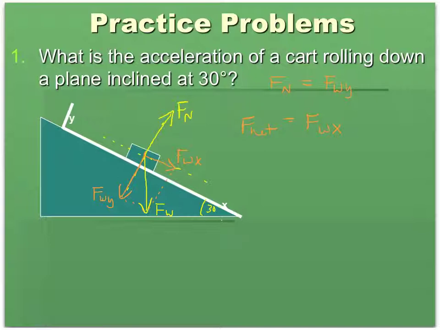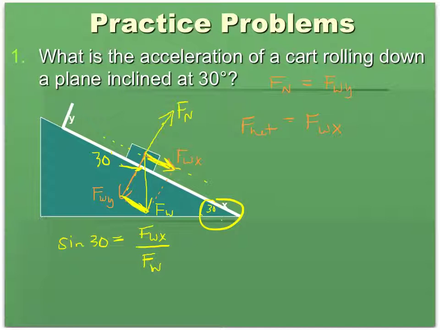Using what we've learned in geometry class, we know that if my inclined plane is at a 30-degree angle, then this angle in between our FW and FWY is going to be 30 degrees as well. Since that's 30 degrees, I know that the side opposite of that is equal to our FWX. And so I can use the sine of 30 and set that equal to my opposite, FWX, divided by my hypotenuse, which in this case would be FW.